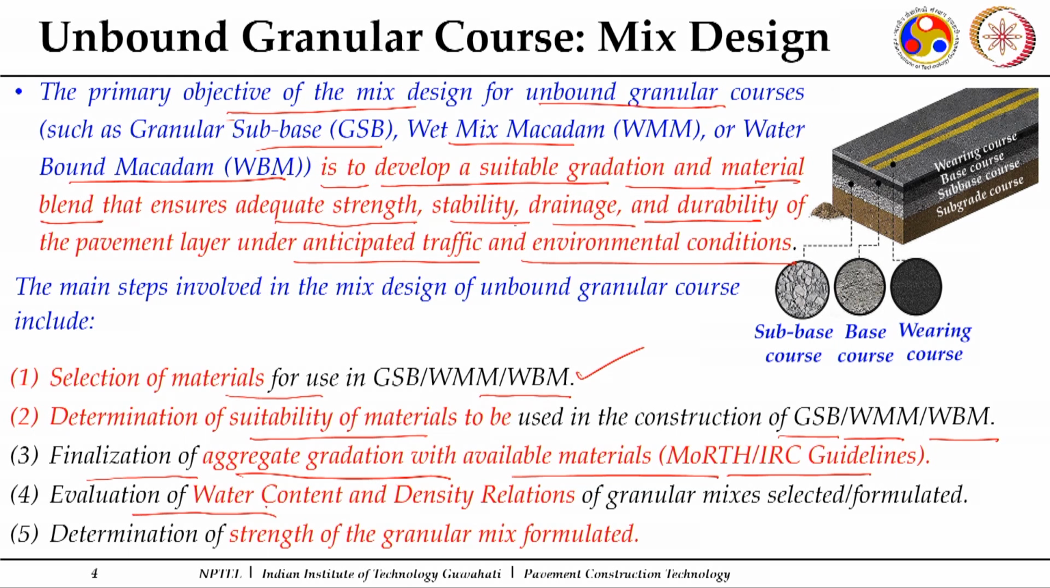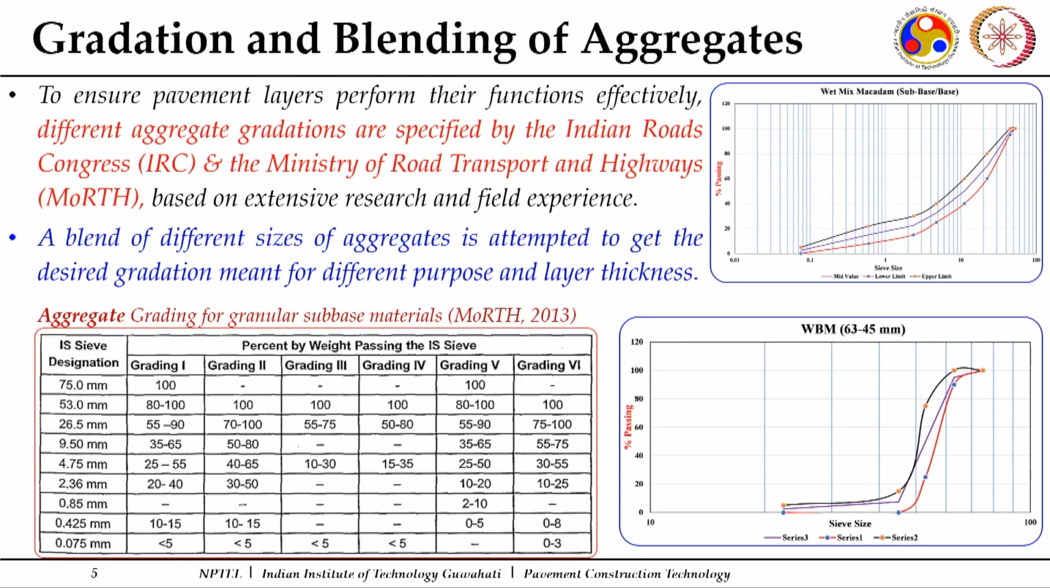Then, once the blend is finalized for unbound courses, you go for the determination of the relationship between water content and density, so as to arrive at your optimum moisture content and maximum dry density, which is required to evaluate the strength of those materials, and is also useful once they are selected for construction purposes. Then, once this relationship is derived and you obtain the OMC and MDD of these materials, you go for the determination of the strength specifically at these densities or some specified percentages of these densities. Now, we will discuss these steps here.